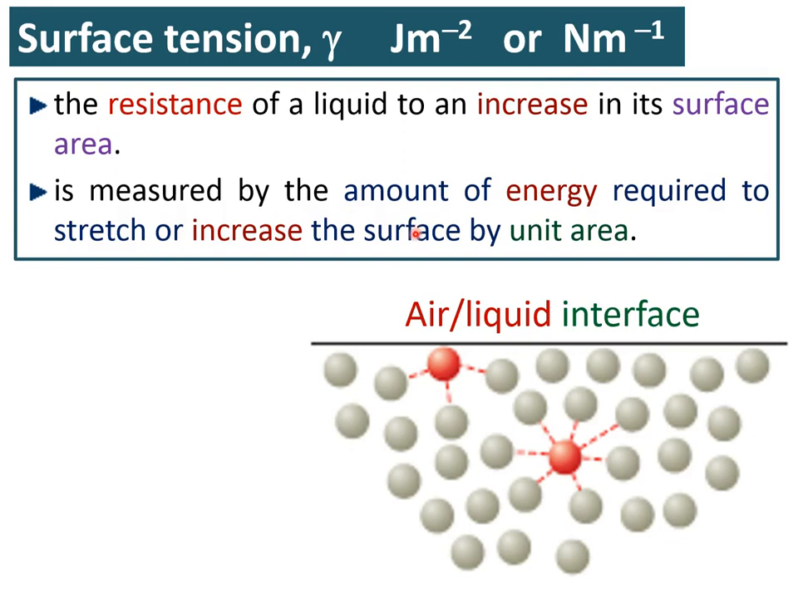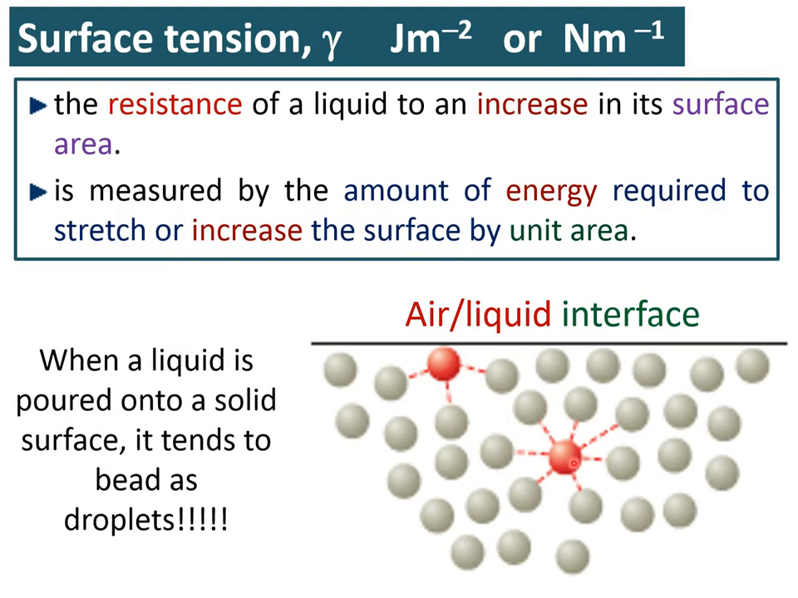And this explains the different types of interactions between the bulk molecule and the surface molecule, which result in the surface tension, okay? When a liquid is poured onto a solid surface, it tends to bead as droplets. And this is because the surface tension is trying to decrease the surface area of the particles, and the least one is the volume or the surface area of a sphere, okay?